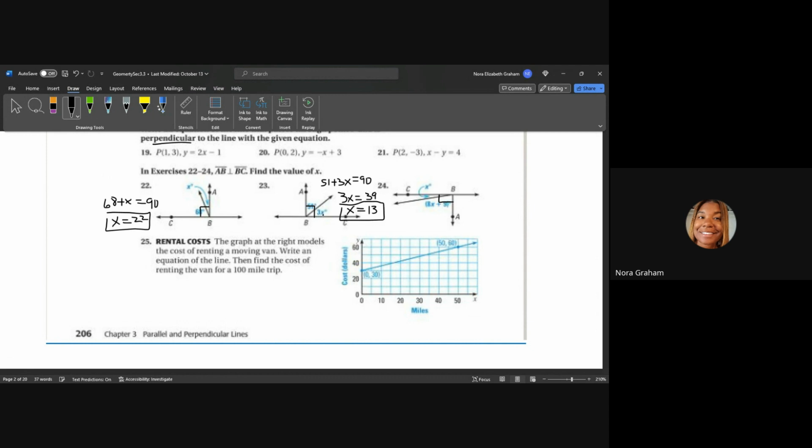I'm pretty sure if you plug in 13, multiply it by 3, and add it to 51, you should get 90 degrees. Okay. This is our last one. Setting up this equation, I have x plus 8x plus, I got to see if that's a 9 or not, plus 9, just making sure.